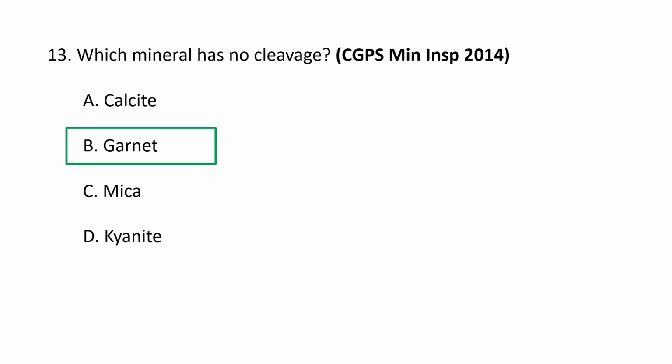Garnet has no cleavage because of its crystal structure, where the bonds between its atoms are evenly distributed throughout the crystal lattice, making it equally resistant to breaking along any specific plane, which results in a conchoidal fracture where it breaks with irregular curved surfaces instead of clean cleavage planes. So garnet has no cleavage. B is the correct option.